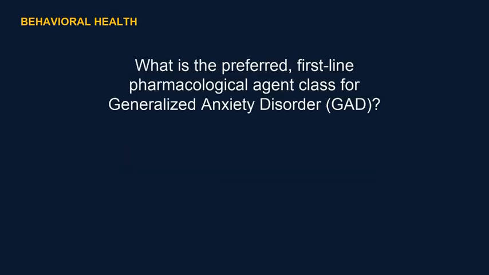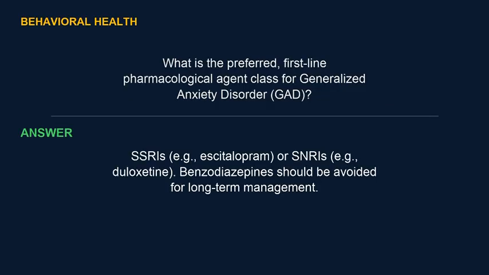What is the preferred first-line pharmacological agent class for generalized anxiety disorder, GAD? SSRIs, e.g. escitalopram, or SNRIs, e.g. duloxetine. Benzodiazepines should be avoided for long-term management.